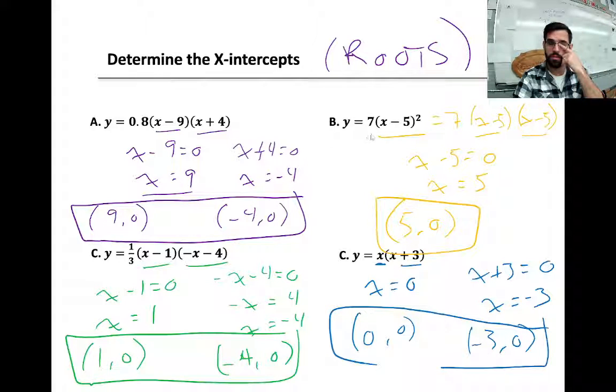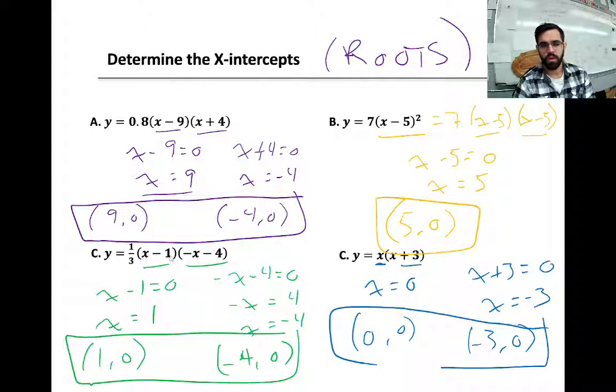Example B, because it's (x minus 5) squared, there's only one x-intercept. We're basically setting x minus 5 equal to 0 twice, but we still get the same solution: x equals 5. So (5, 0) is the only x-intercept, which means it's also the vertex. And the a value is positive, so this is a minimum value. Anyways, not the point of this lesson.